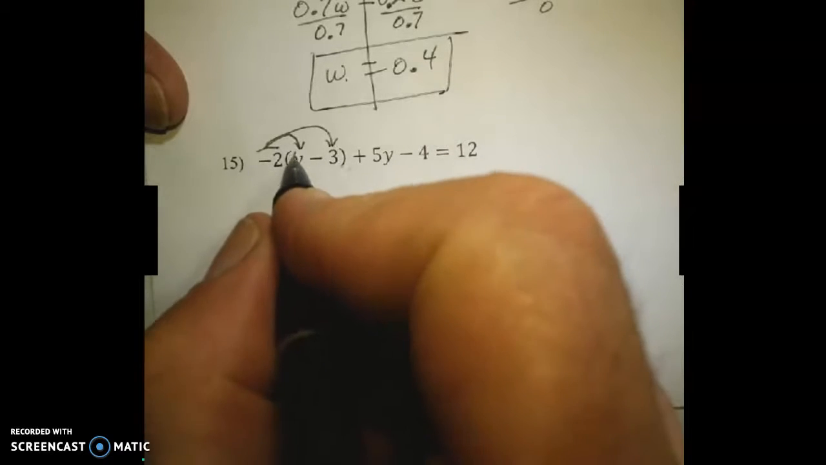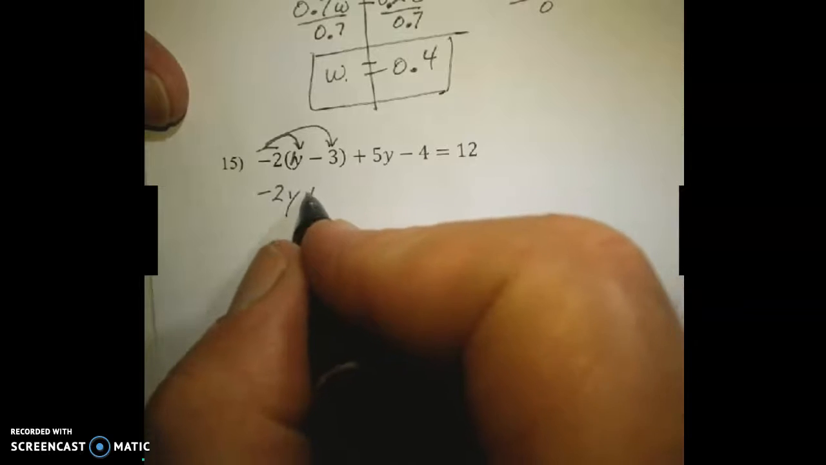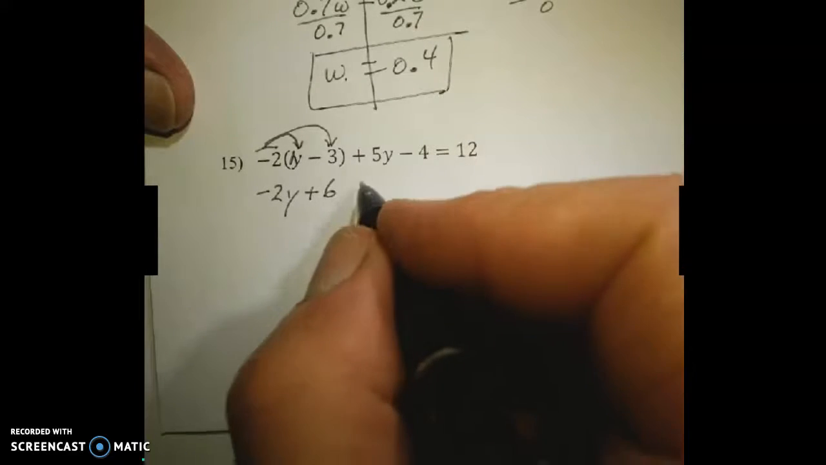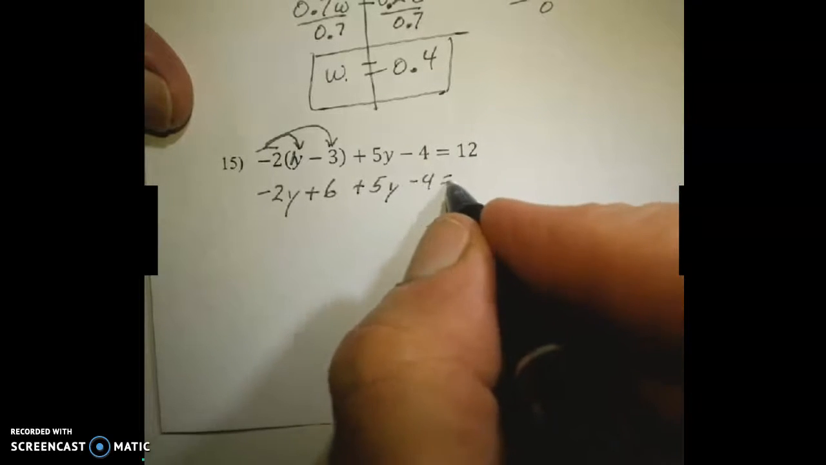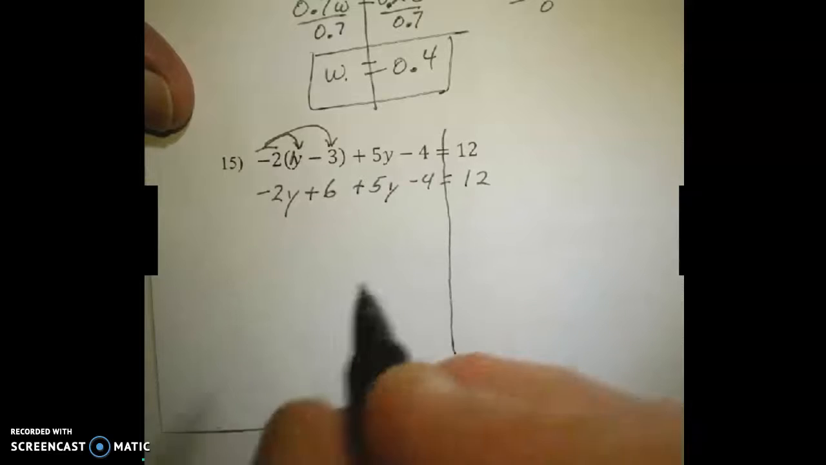So negative 2 times 1y is negative 2y. Negative 2 times a negative 3 or a minus 3, take it as a negative 3. A negative times a negative is a positive. You get a positive 6. Bring down the rest of the equation. Plus 5y minus 4 equals 12. Again, your equal sign is going to come straight down the page.